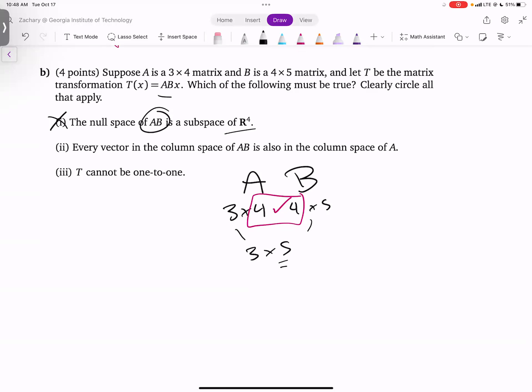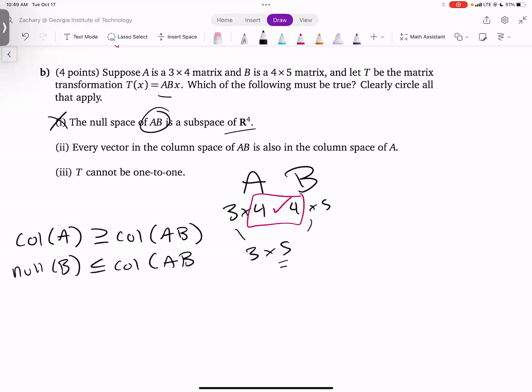So now let's talk about 2. I'm not going to spend too much time on this, but essentially the equation you need to remember is the column space of A always contains the column space of AB. And the null space of B is always contained within the null space of AB. I wrote the column space. That should be the null space. Null space of AB.